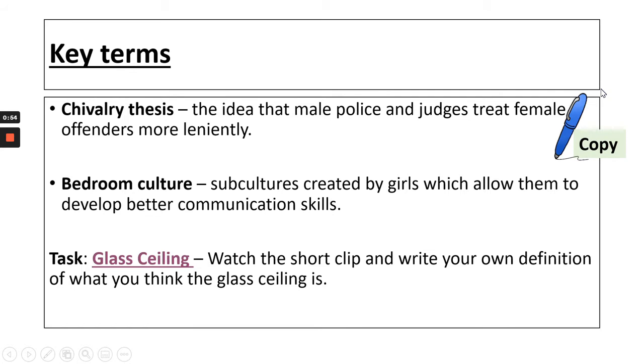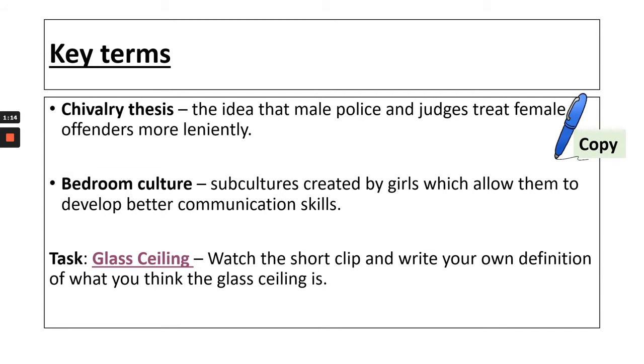Secondly, please, could you write down these key terms, or at least make a note of them somewhere. The first one, chivalry thesis, the idea that male police and judges treat female offenders more leniently. So the word chivalrous essentially means when men behave in a sort of gentlemanly way towards women.